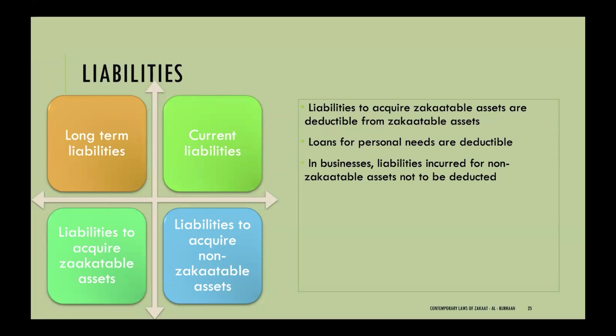Now, when we look at businesses, then typically liabilities that have been incurred for non-zakatable assets should not be deducted. So if you've got financing, even if it may be Sharia compliant financing for the acquisition of equipment in your business, equipment is not a zakatable asset, so the financing may not necessarily be deductible. And just another note, when you do have Sharia compliant financing, it's important to understand the contract that you have with the finance house. For example, where you have a musharaka, all of the liability is not necessarily due at the time that you're calculating your zakat.